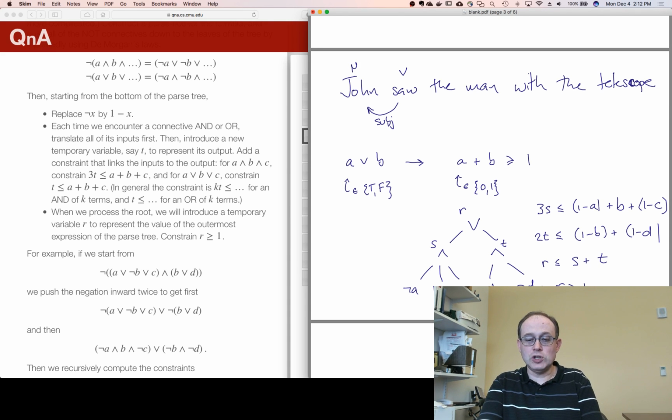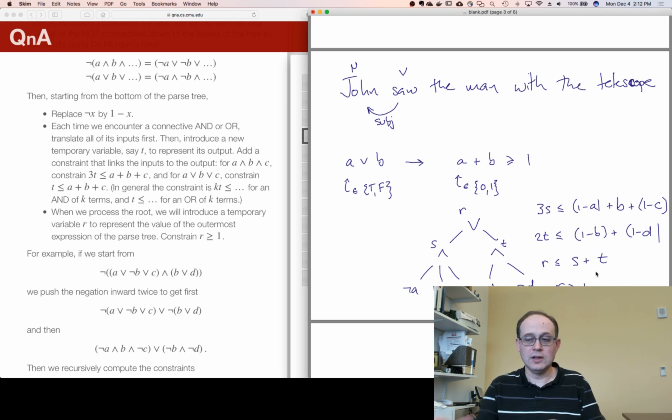So we push all of the negations to the leaves, we build a parse tree, and we push all of the negations inward using De Morgan's laws. We build a parse tree like this, we add a new binary variable for every internal node of the parse tree, and we create constraints that implement the ands and the ors, and then finally we say that the root node has to be 1. And that's how we change a logical constraint into a set of inequalities on binary variables.